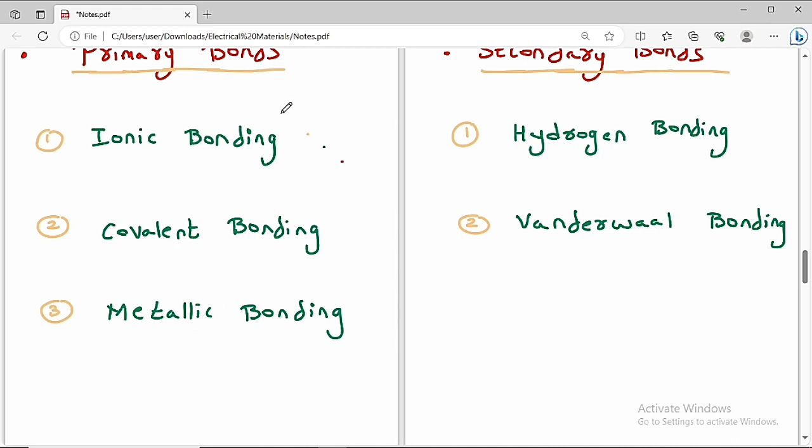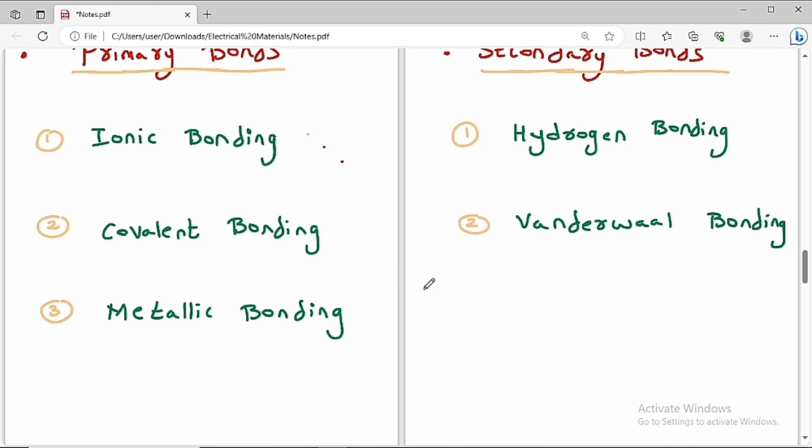Listen carefully. Primary bonds are very strong bonds when compared to secondary bonds. And if you compare between the primary bonds, metallic bond is much stronger than ionic as well as covalent bonds. Because they have very strong bonds, a very high amount of energy is required to break them, so they have a huge melting point. They require a huge amount of energy to break the bonds when compared to ionic as well as covalent.